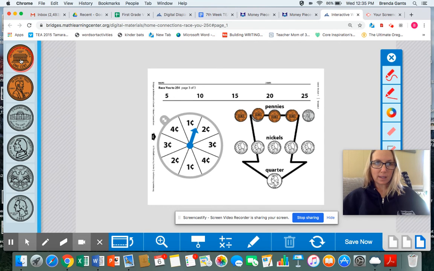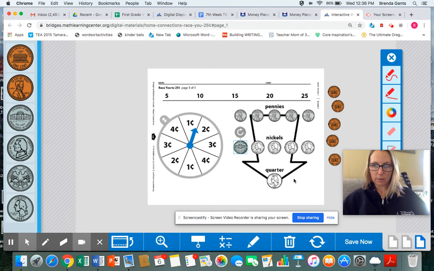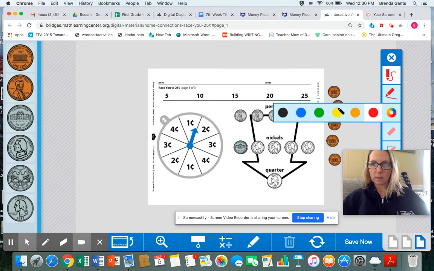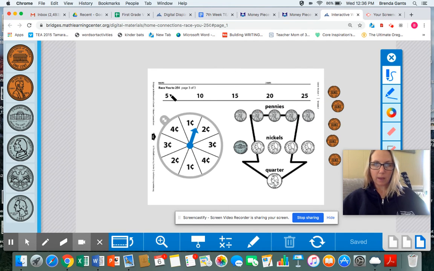1 cent. So that means he gets to trade for a nickel. Okay, because 5 pennies is equal to 1 nickel. And he can mark on his board that he's up to 5. So far he's just at 5.